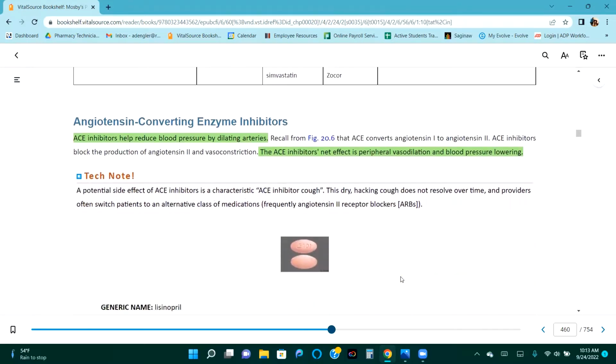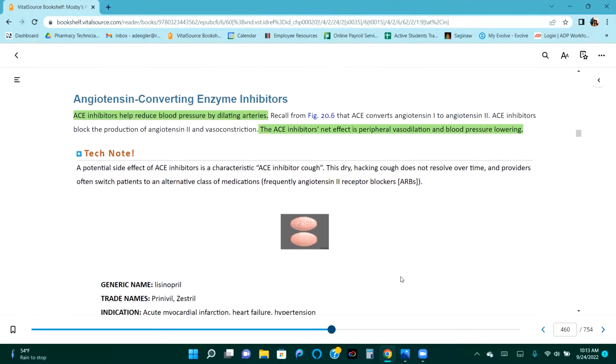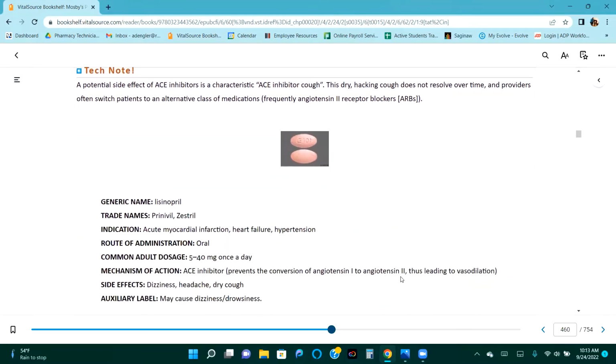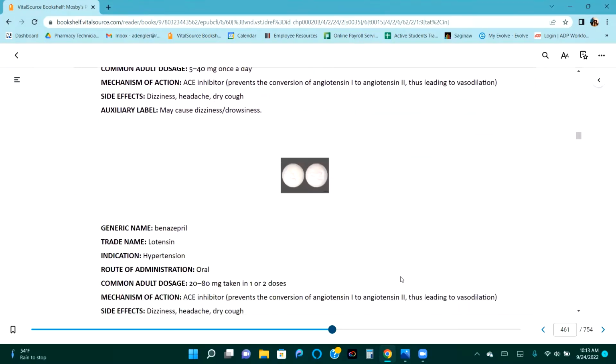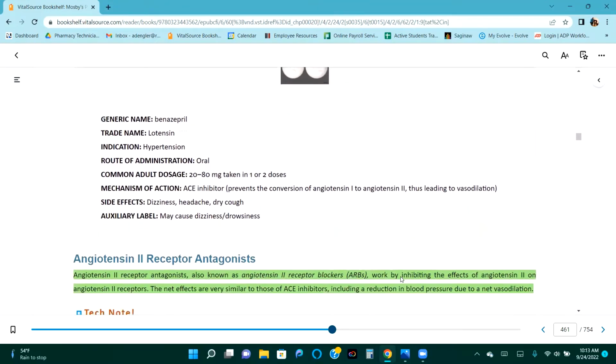ACE inhibitors help reduce blood pressure by dilating arteries. The ACE inhibitor's net effect is peripheral vasodilation and blood pressure lowering. Lisinopril is a very common ACE inhibitor. Benazepril.